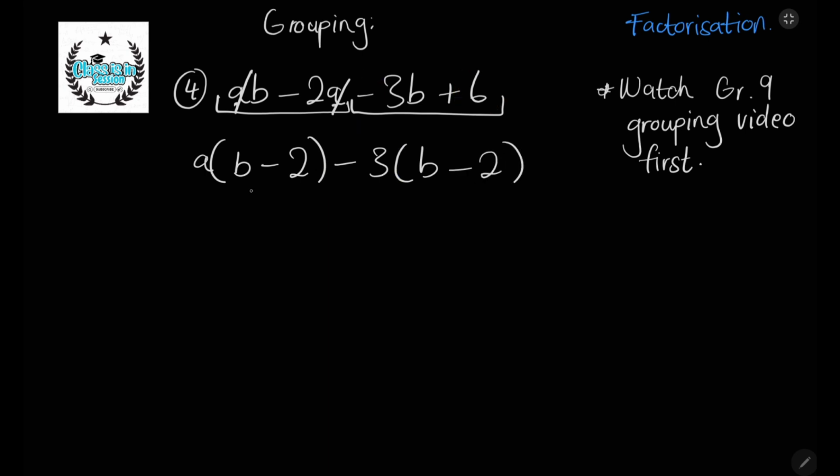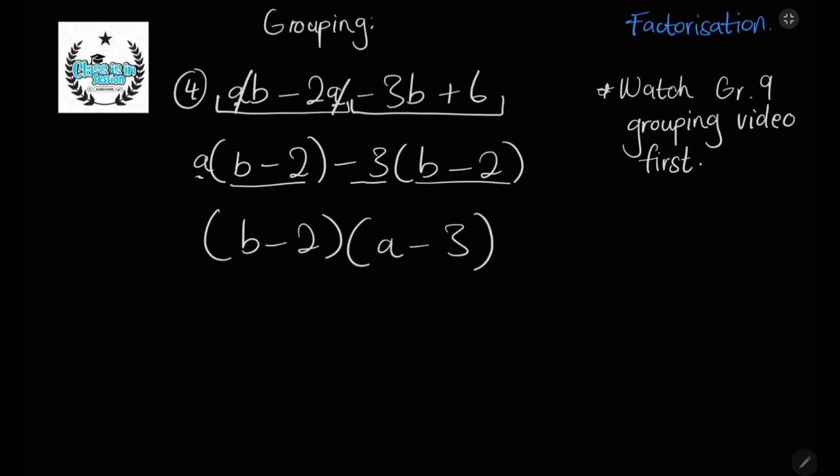Do you have a common bracket? b minus 2, b minus 2, yes. We write what's left, a minus 3. So can you see that if this wasn't a negative 3, the signs would have changed. Our answer is b minus 2, a minus 3. Let's move to the last example.